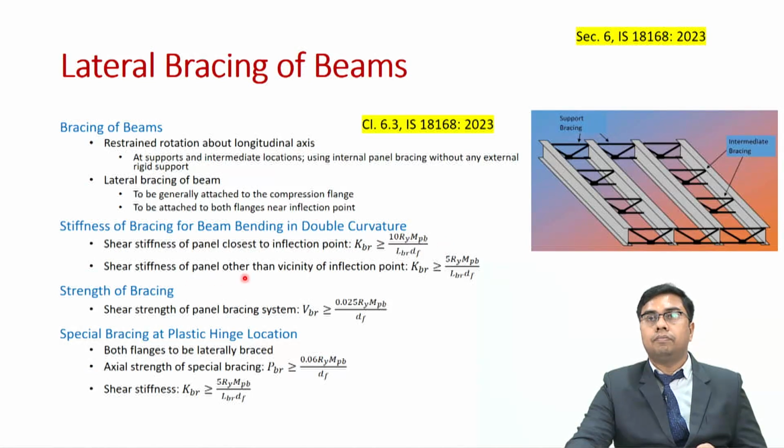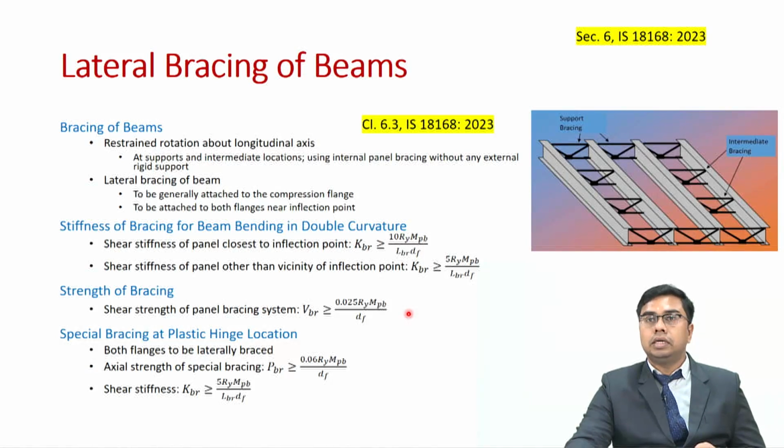Then the shear stiffness of panels other than in the vicinity of the inflection point is little relaxed. You can have half the stiffness of the panel which is closest to the inflection point. At the same time, the shear strength of the panel bracing system shall be 0.025 Ry times MPV divided by dF. This shall be the minimum value of the shear strength of the panel bracing system. We will illustrate these through an example problem in the upcoming class.